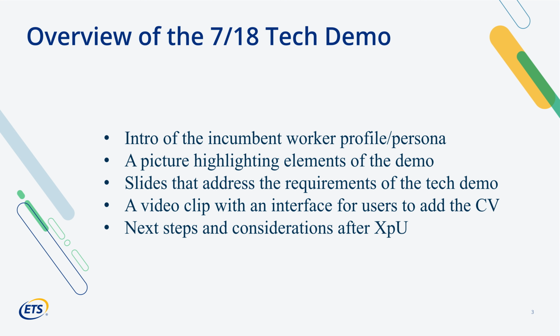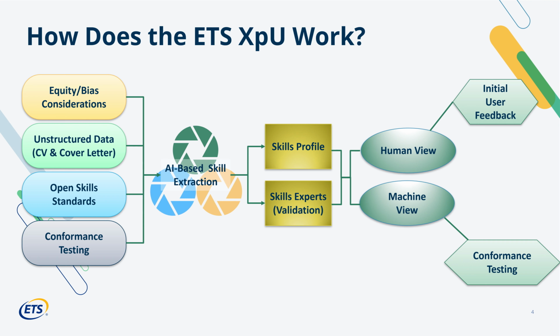So we're going to have a brief introduction about this category of incumbent workers profile, and then an introduction of the different elements that we have gone through, following the charts introduced earlier. We also try to emphasize how we fulfill the requirements. And we're going to share a demo video clip, where we show how this tryout works. We're also going to check a little bit about the next steps after the experience use stage.